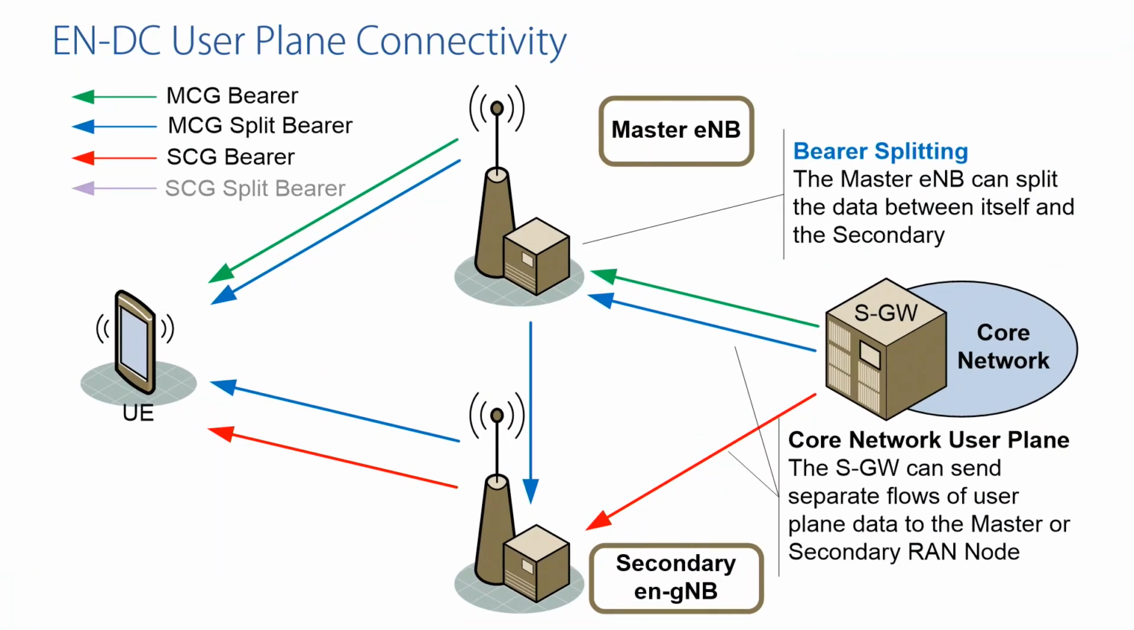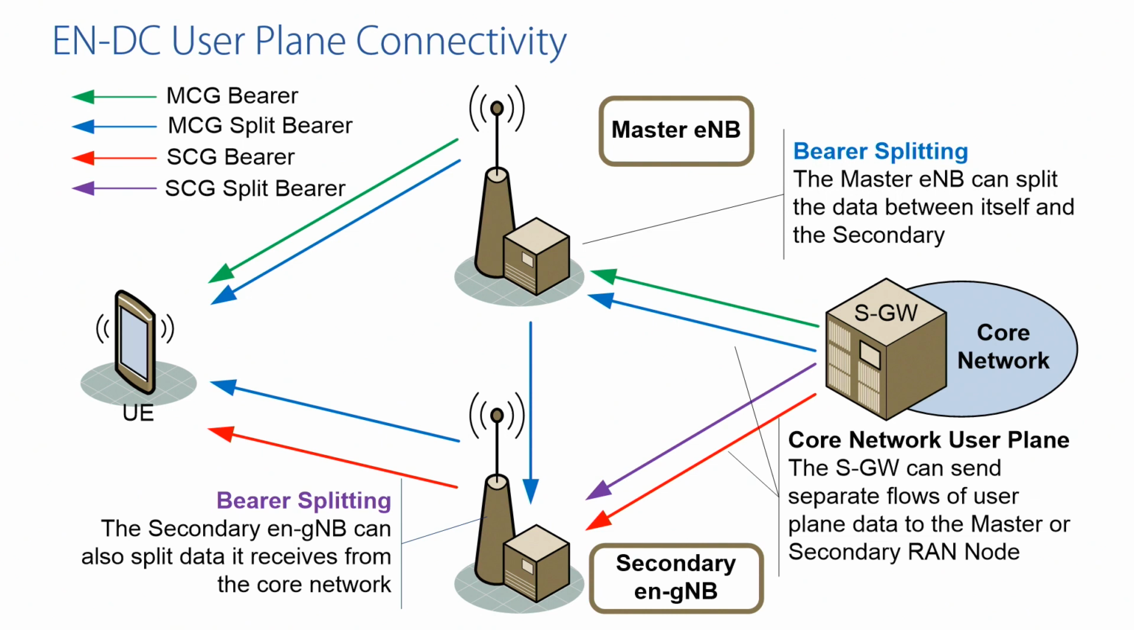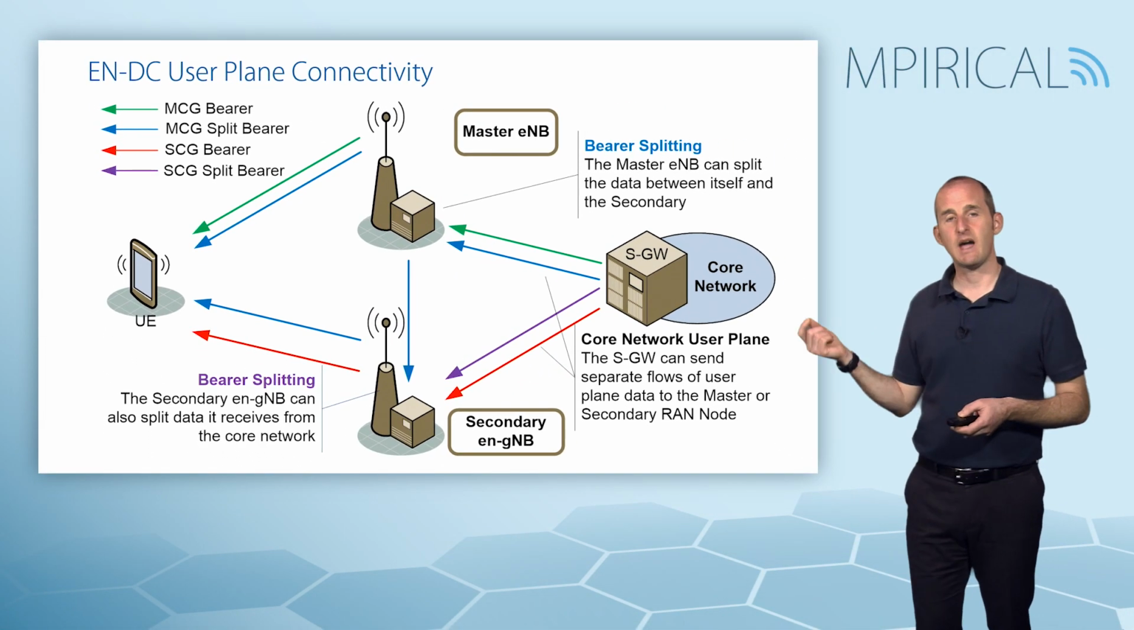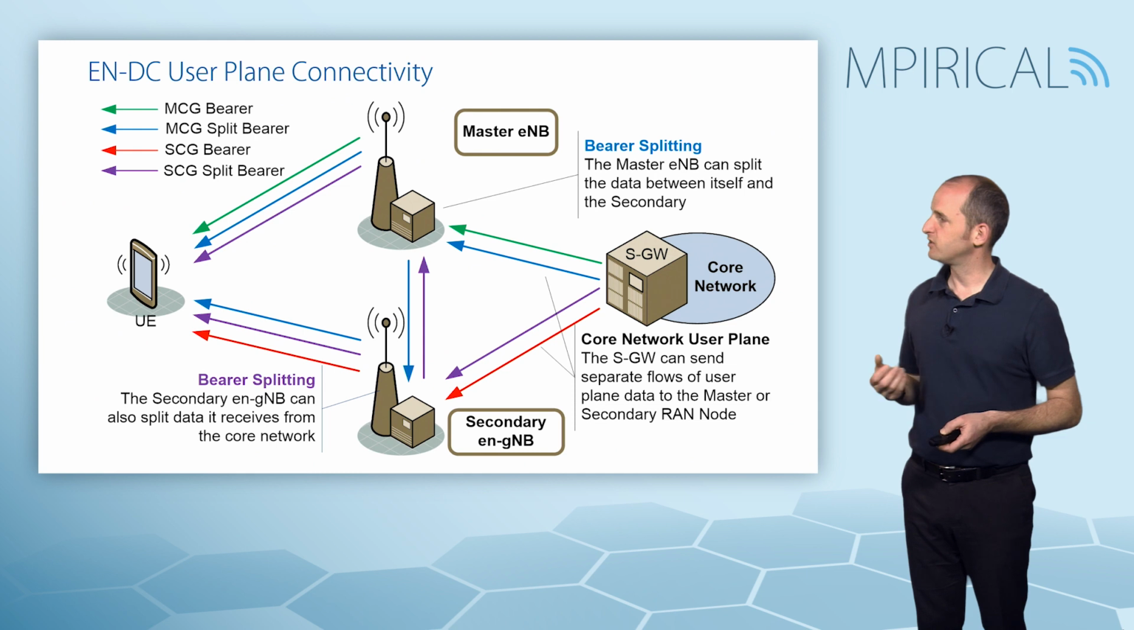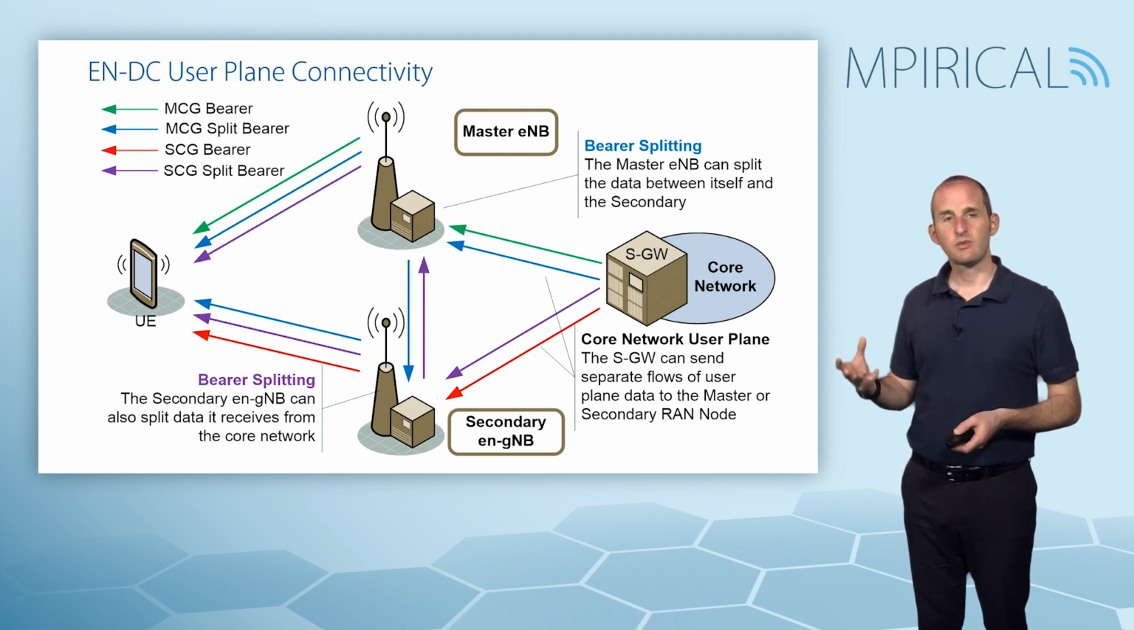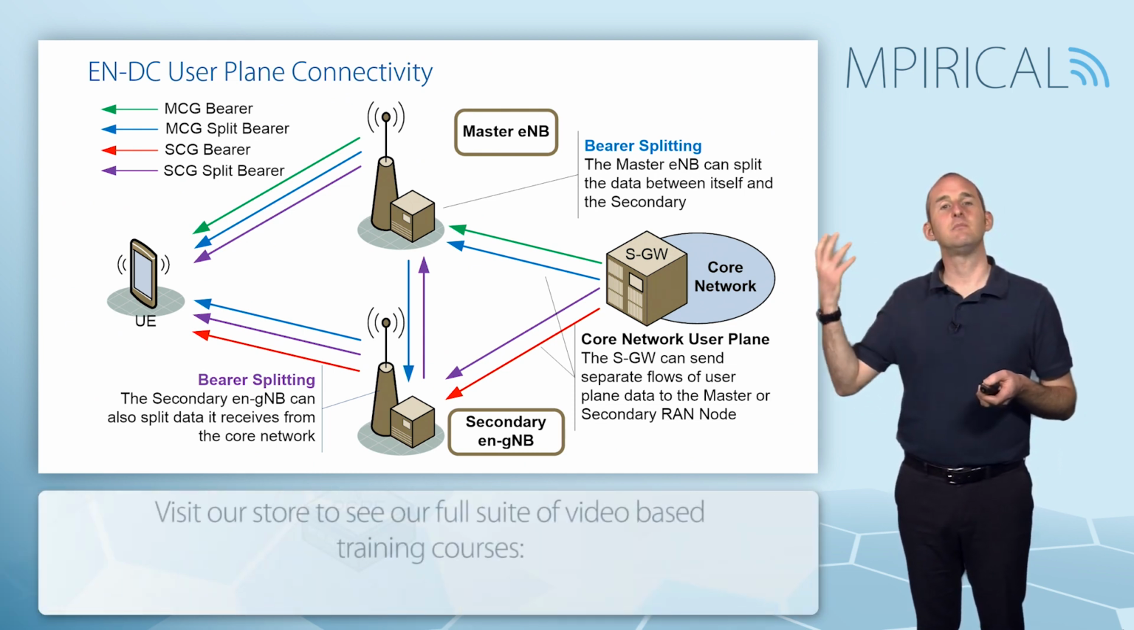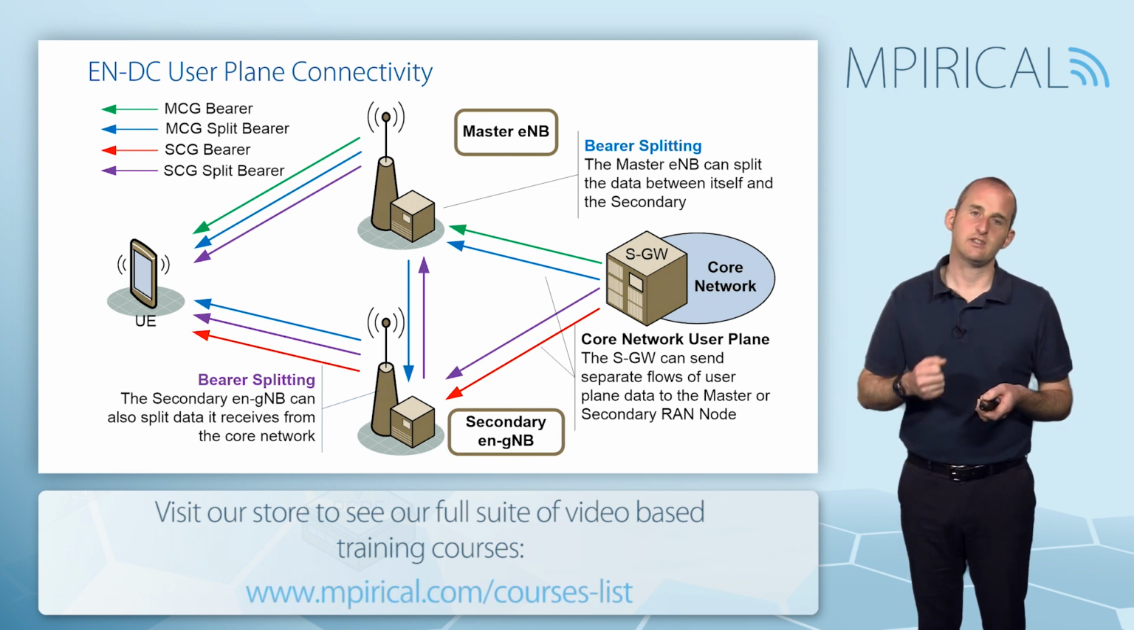And we can improve on that one more because we can also have SCG split bearers. And again, from the perspective of the RAN, the secondary ENGNB is actually splitting the bearer. So some of the traffic is going down to the device and some of the traffic is being split back to the master eNodeB, again for transmission to the device.